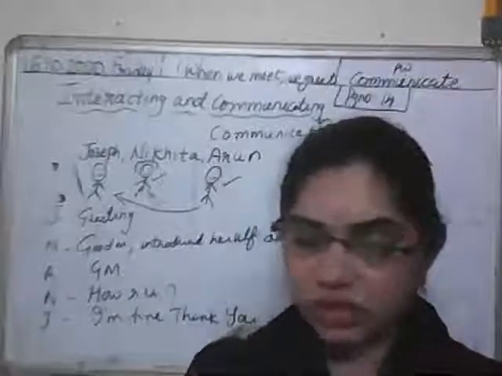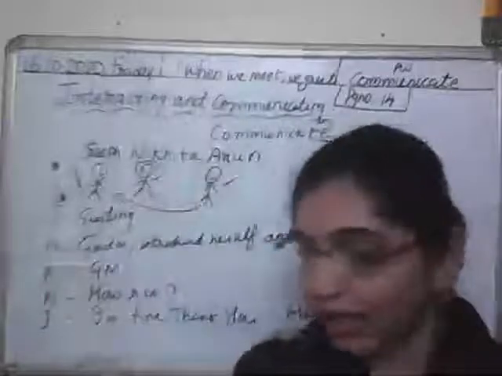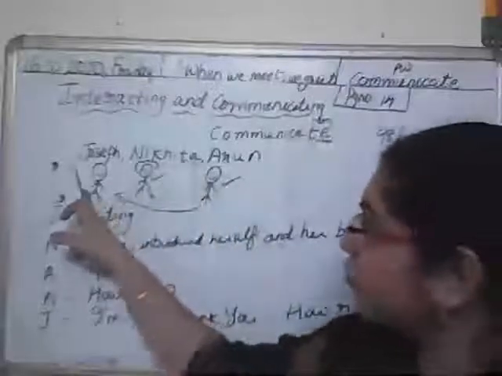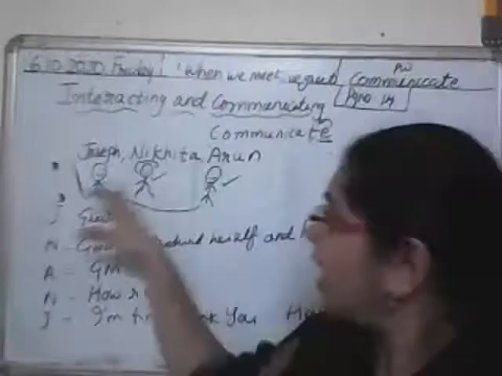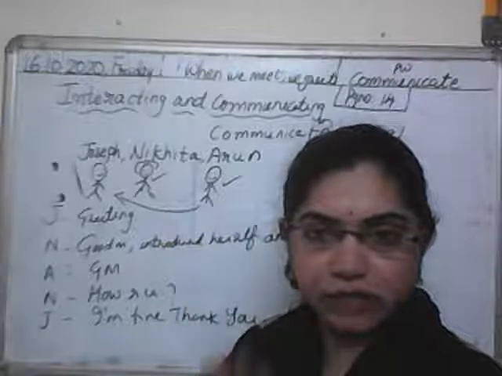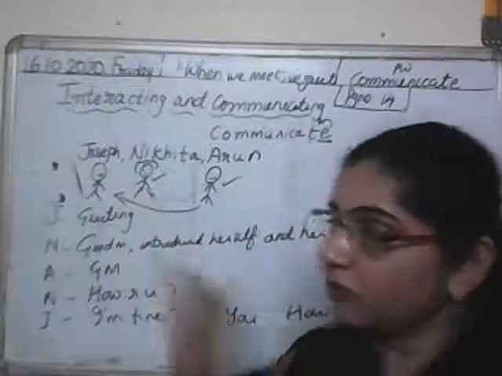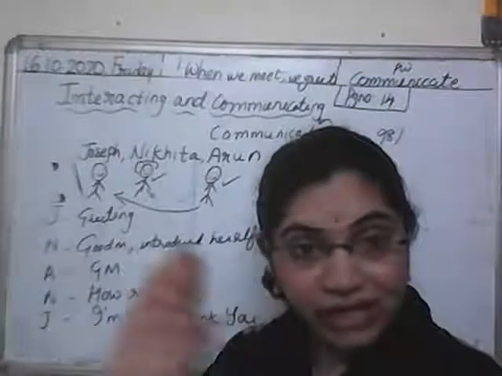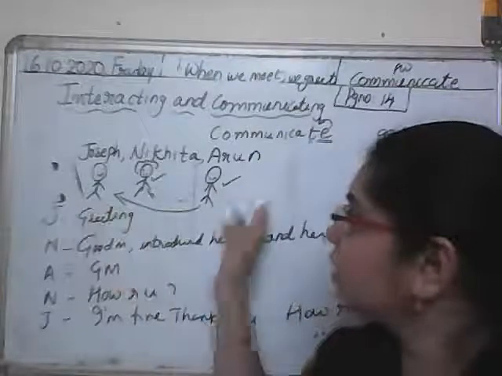See, this is a conversation, and I want you all to practice this conversation, children. And how can you practice? Now work in groups of 3. One can play the character of Joseph, one can play Nikita, and one can play the role of Arun. You can do this among your friends. If any friends come to your home, you can do this. Otherwise, if you don't have any friend, you can try out with your elder sister or elder brother. Or if you don't have any elder sisters or brothers, you can simply try out with your parents. Only they can help you out in carrying on the conversation.